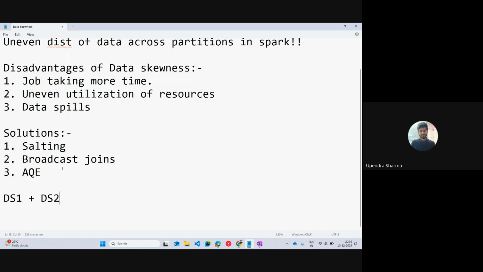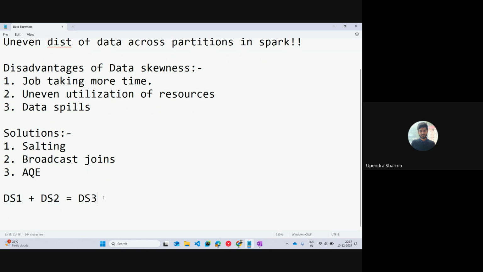So let's say we have enabled AQE over here in our Spark environment. Now I'm joining this dataset 1 with this dataset 2. What AQE will do is check whether this dataset is much smaller than the other dataset. If yes, it will automatically broadcast this dataset to each node, hence saving us a lot of cost.